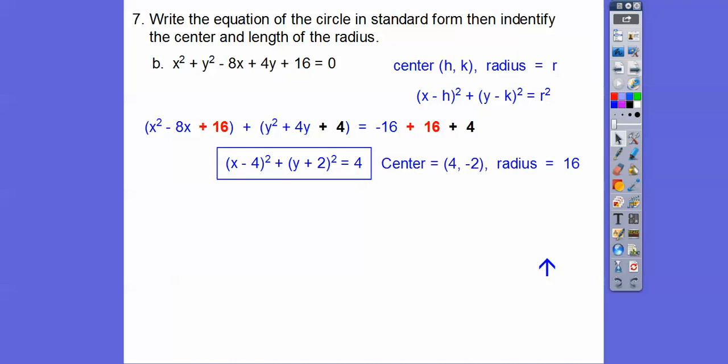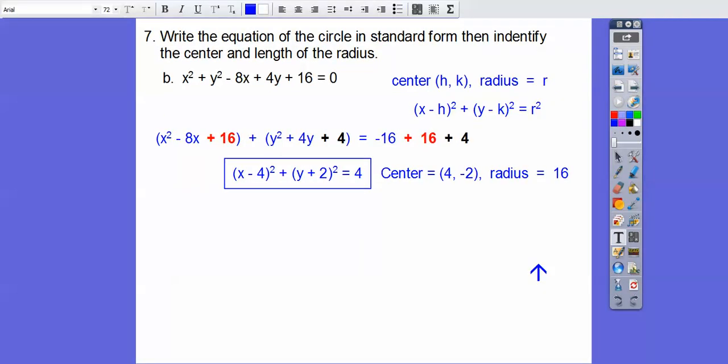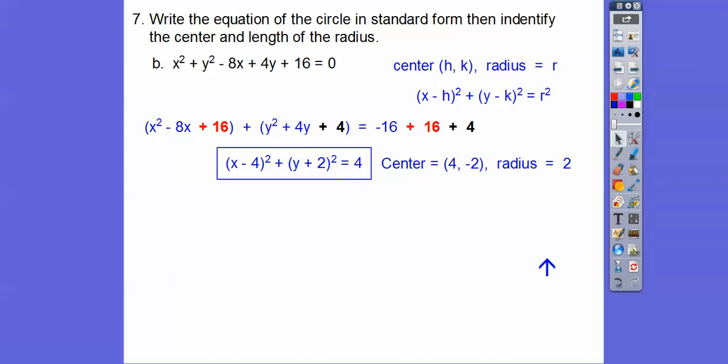And so our center is at the opposites, so (4, negative 2). And the radius is, whoops, I made a mistake. The radius is 2. It's the square root of that 4 right there. All right, anyway, so here we go.